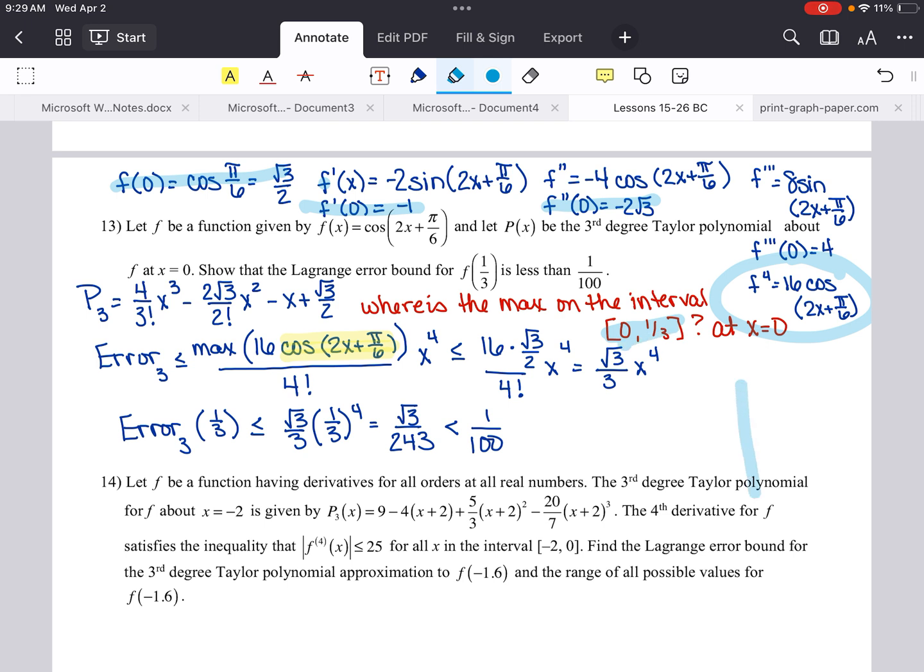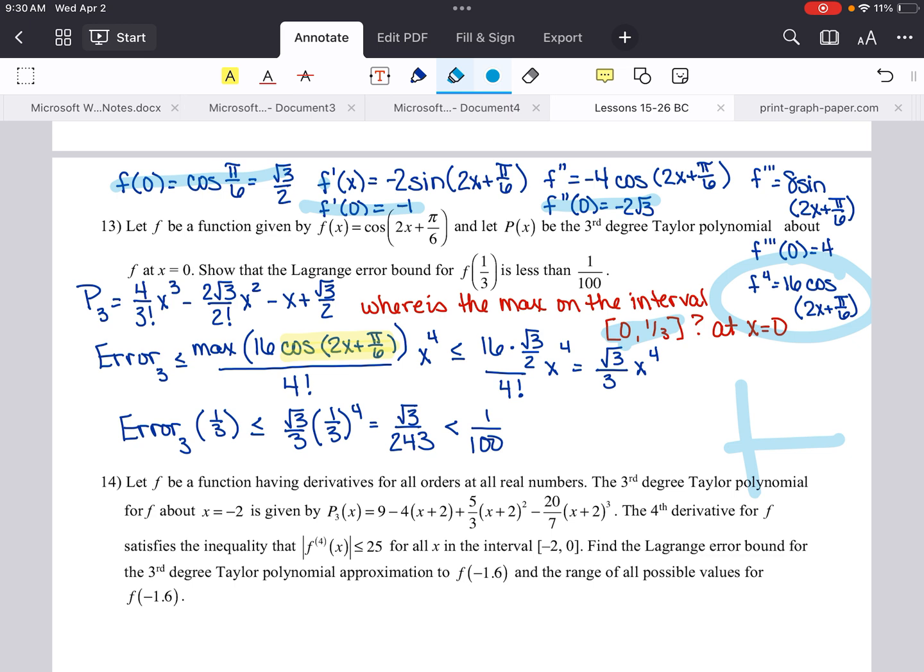Well, remember what cosine graphs look like? Where is cosine the biggest? It's the biggest at 0. So if I were to plug 0 in for the x, that's going to give me the maximum value for this function. So if I plug in 0, 2 times 0 is 0, plus pi over 6 is pi over 6. Cosine of pi over 6 is square root of 3 over 2, times 16 over 4 factorial x to the fourth.